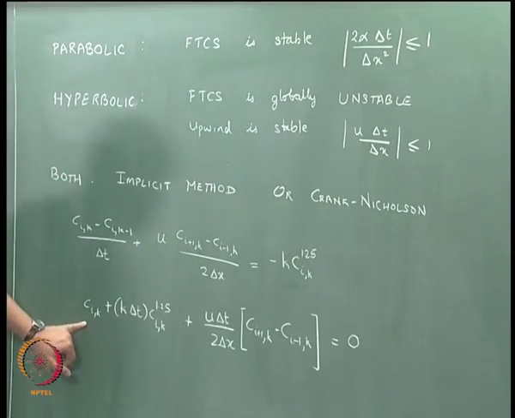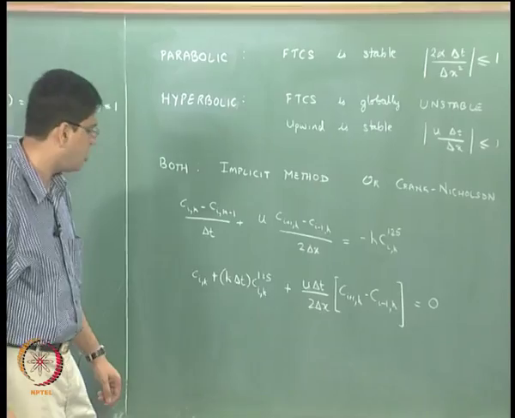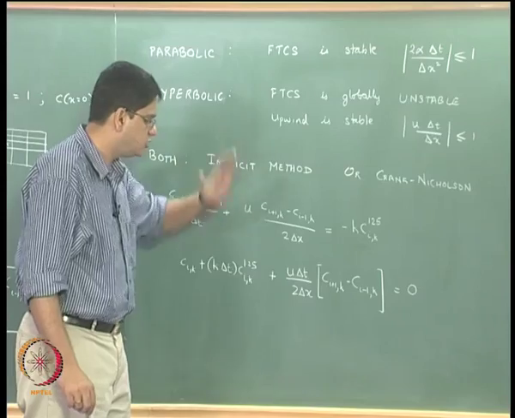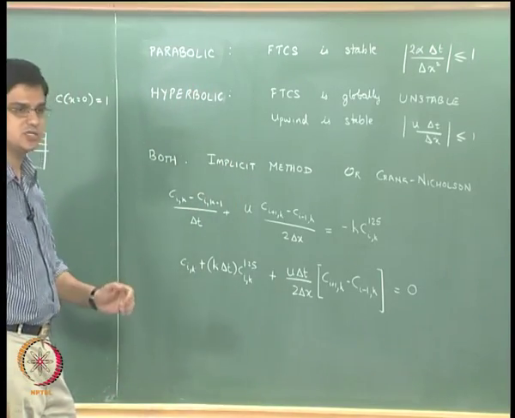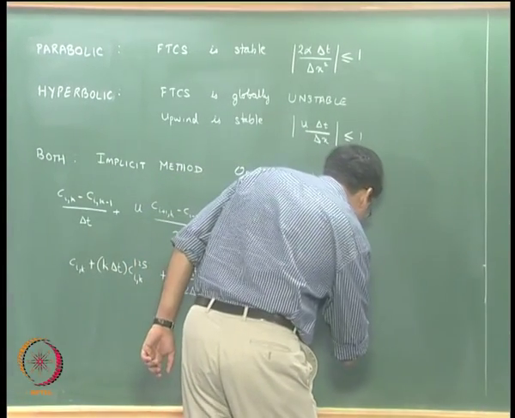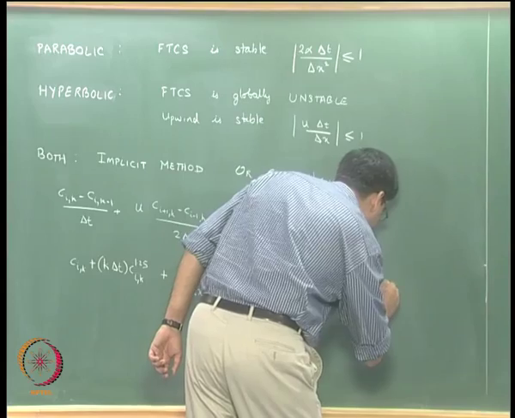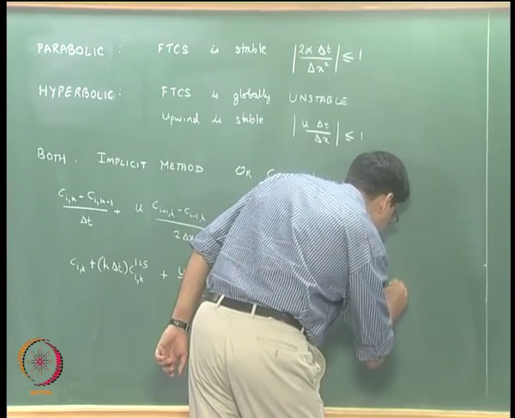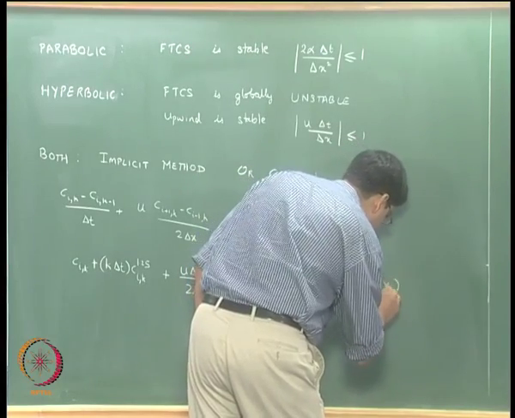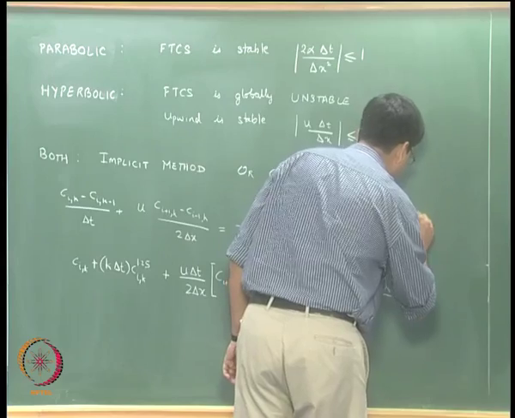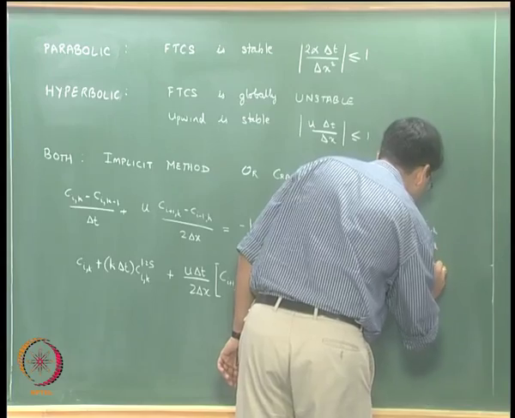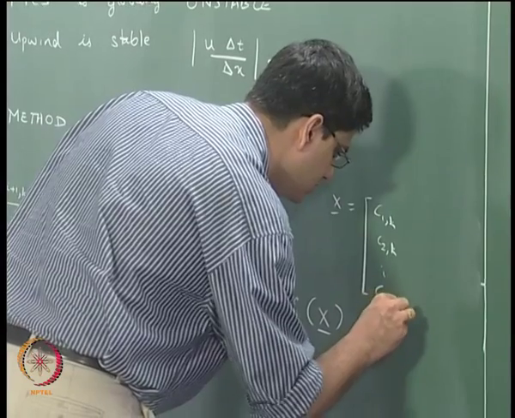Okay. Now, this is an implicit nonlinear equation in Ci,k, where i goes from 1 to n plus 1. So we will have n plus 1 equations in n plus 1 unknowns which we need to solve simultaneously. So this particular equation becomes the ith equation Fi in X bar, where I will use a capital X bar over here rather than a small x bar, where X bar is going to be equal to C1,k, C2,k and so on up to Cn+1,k.